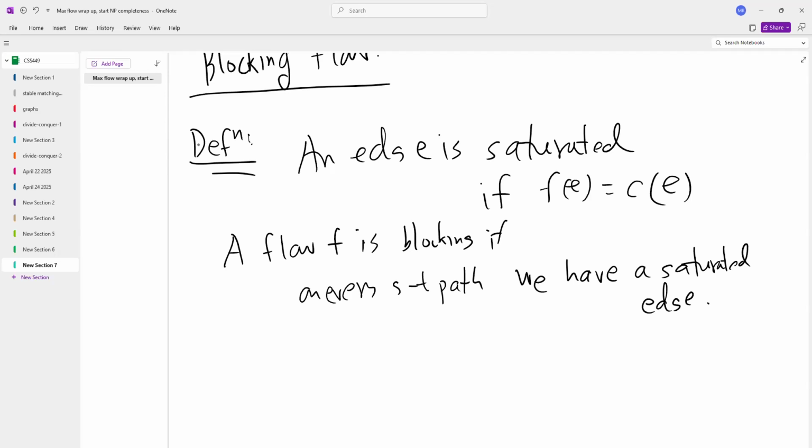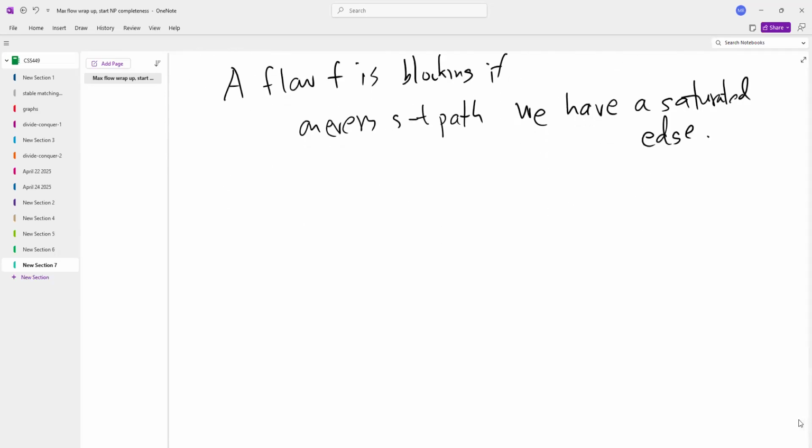Now, we get the blocking flow. If you remember, before Ford-Fulkerson, we tried a greedy algorithm. What was the greedy algorithm? We just tried to find an ST path and add as much flow as we can, but we didn't have any reversal. So when you finish that greedy algorithm, what you end up with is actually a blocking flow.